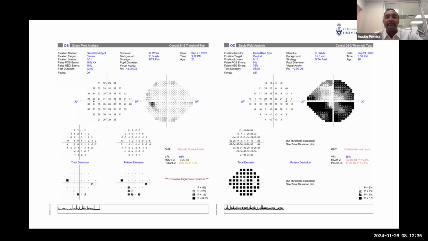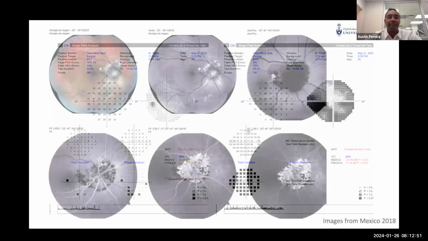And here we have 24-2 Humphrey visual fields that were conducted, and we can really appreciate this 3-quadrant deficit as well as global depression in the right eye compared to the left, as well as an early arcuate pattern developing in the right eye.